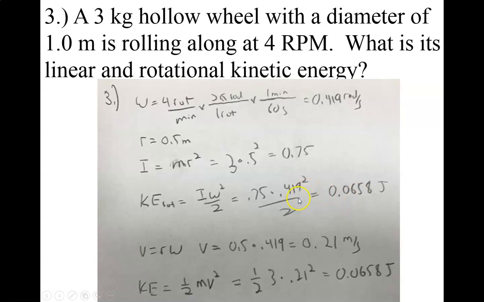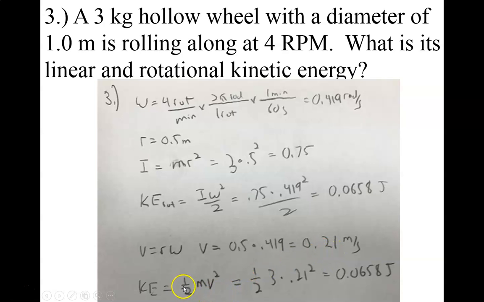The next thing we want to do is figure out its linear kinetic energy. And the first thing we want to do is figure out what's the actual velocity of the wheel rolling along. Well, v equals r omega. Whenever we want to get to the linear, we multiply the rotational times the radius. That's kind of the rule of thumb that I wanted you to get in your noggins. So 0.5 times 0.419, radius times the rotational speed, gives us a linear speed of 0.21.